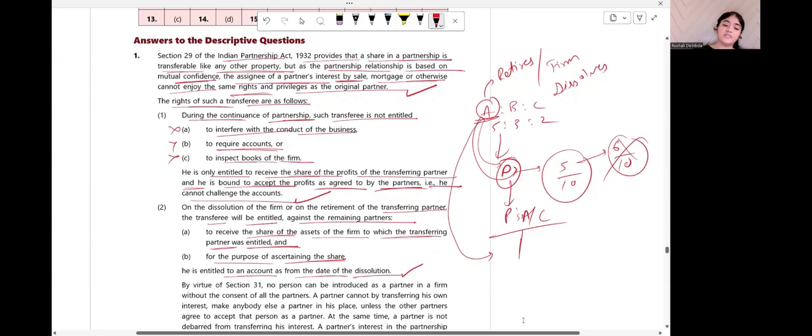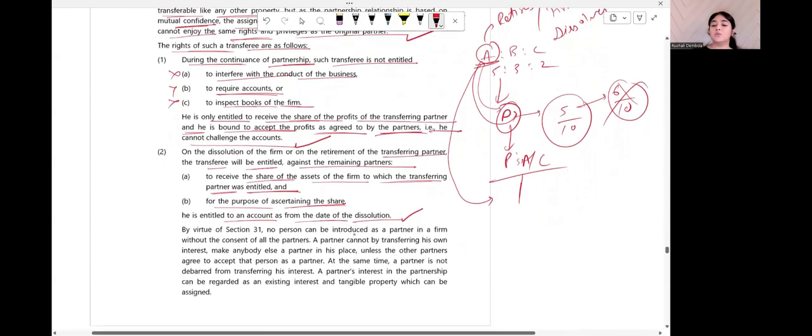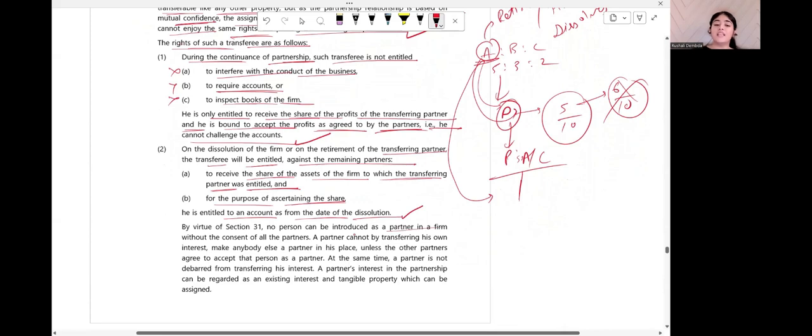Then what they have said further, by virtue of section number 31, no person can be introduced as a partner in a firm without the consent of all the partners. A, B, C, all have to give the consent. Like A is appointing P, so B and C have to give their consent. Okay, P will now be the partner.